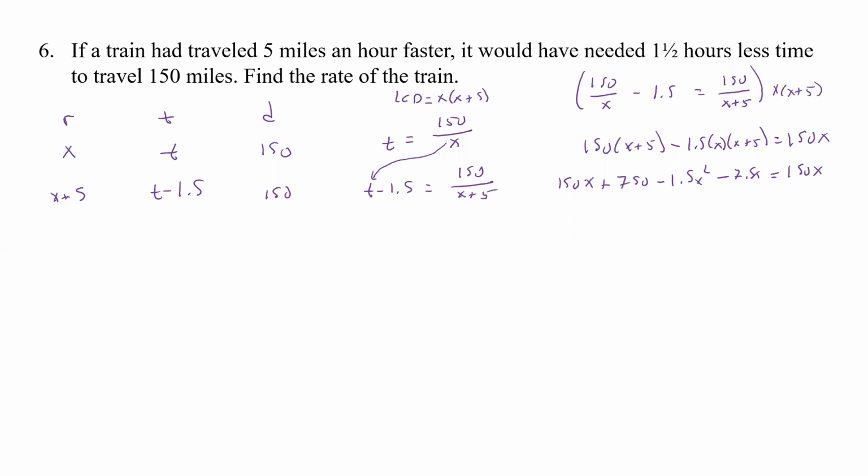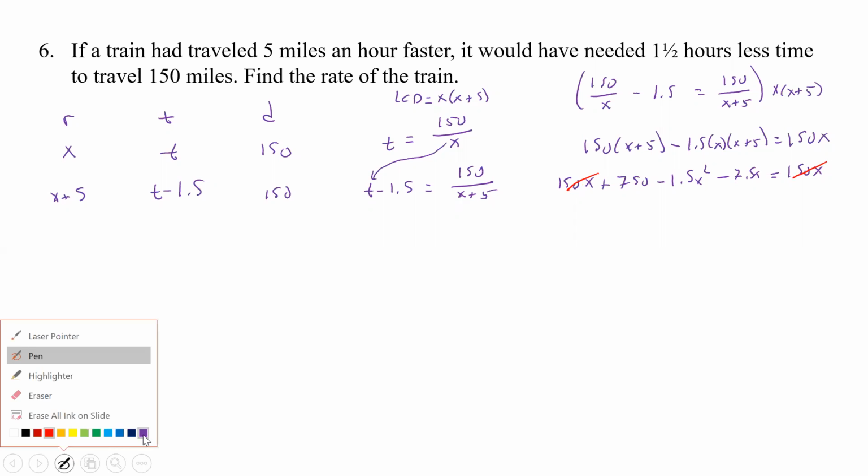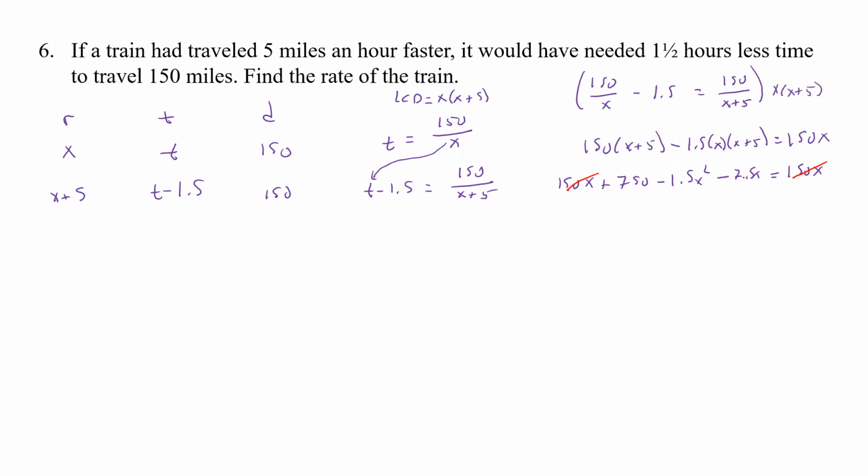So now we're going to take everything over, and I think before I do that, this one I'm going to kind of show you what you could do. Well, 150x is on both sides, and so when we take it over, now all we're taking over is all of this stuff here. And another way we could do it now, since we know that that's equal to 0, is we can multiply everything here by a negative. So if we rewrote this, we had negative 1.5x squared minus 7.5x plus 750 equals 0. So if we multiply by a negative 1, we get 1.5x squared plus 7.5x. And then we have minus 750 equals 0.